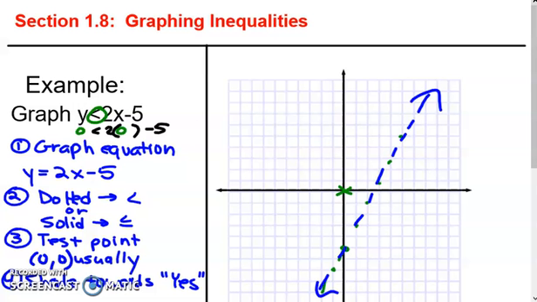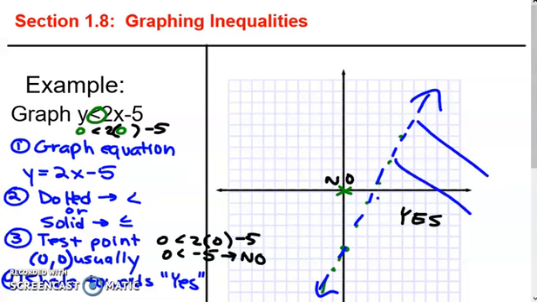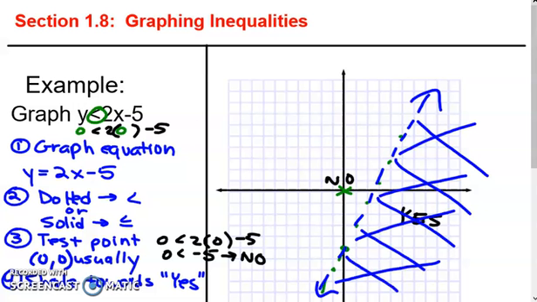So if I do that, I'll rewrite the same thing here. 2 times 0 minus 5. I'll ask myself, is it true that 0 is less than -5? Well, that is not true. This was a no, which means everything on the left is not true. Everything on the right of the dotted line is true. So every point on the yes side would make that inequality true.